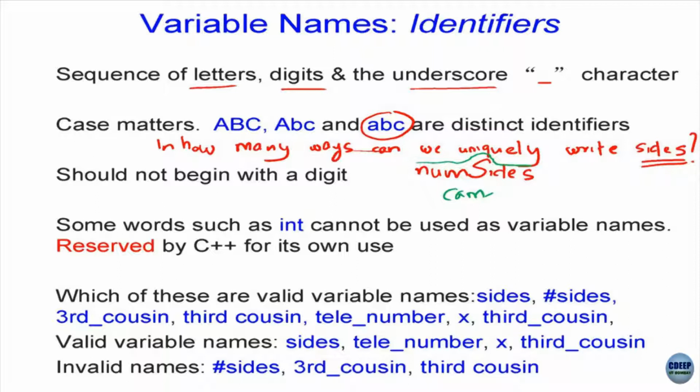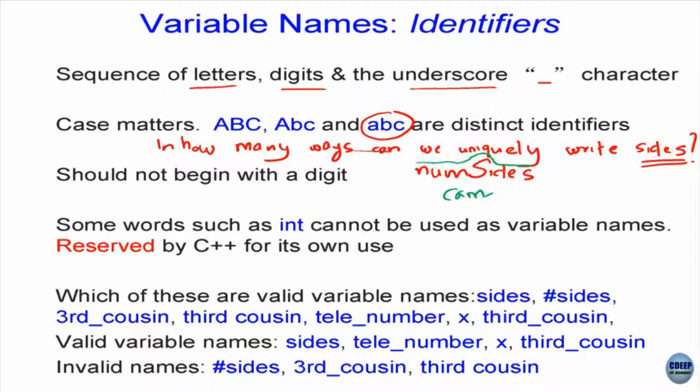So what are variable names? They are basically a sequence of letters, digits and underscore characters. Now case matters. So capital ABC, capital A small bc, and small abc are distinct identifiers.